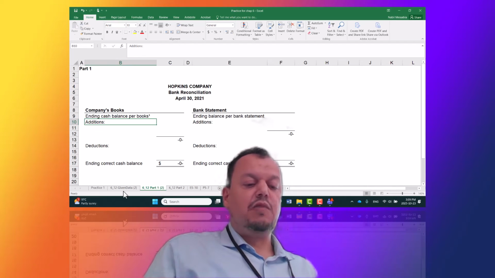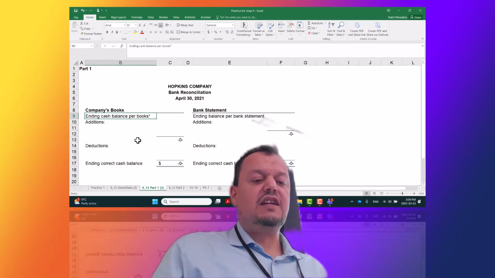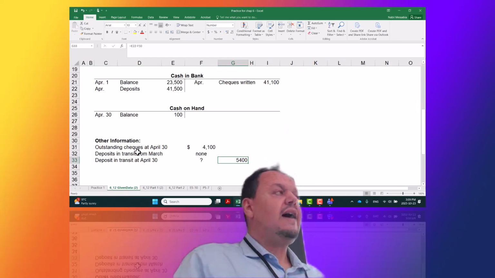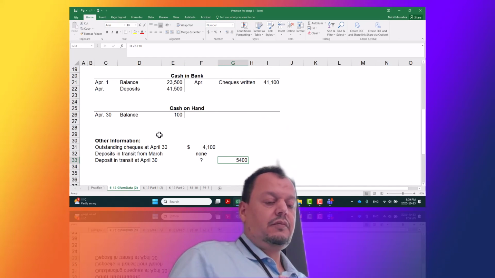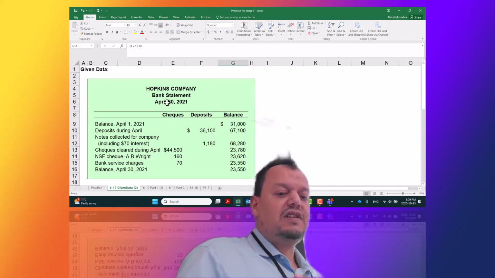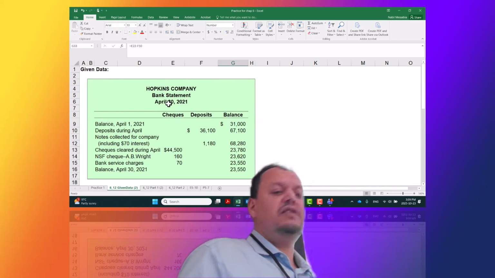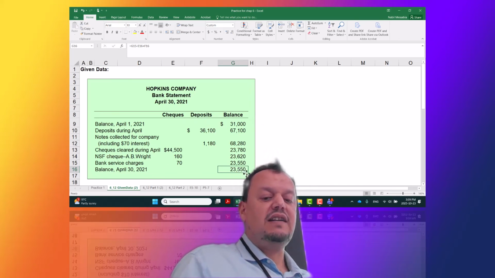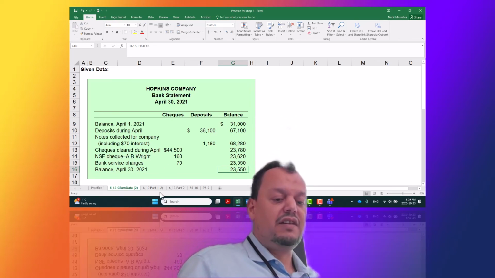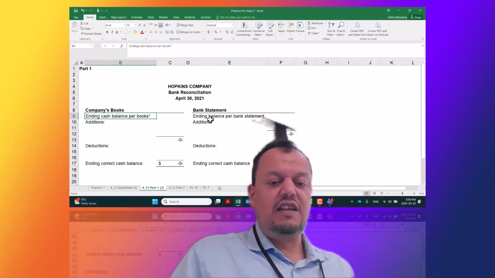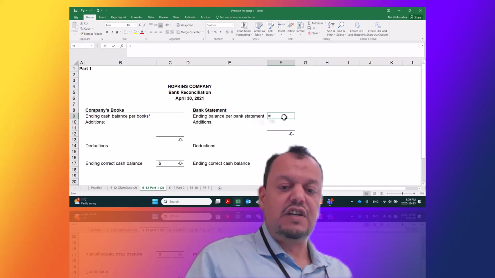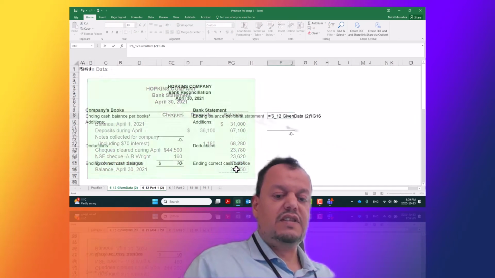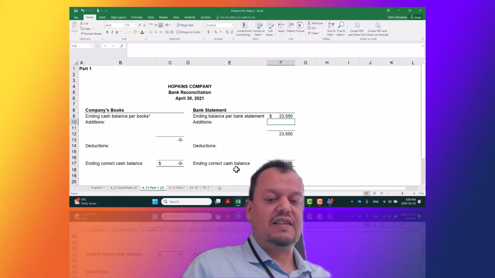Considering this information, what is the ending cash balance as per books? We are making the bank reconciliation as on April 30, so this is the balance on April 30. From the bank side, it is 23,550. I can put it here, and then the balance as per the bank statement equals that amount. This comes from the bank statement.